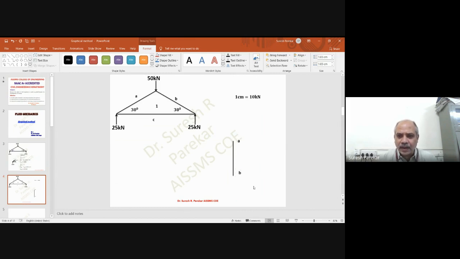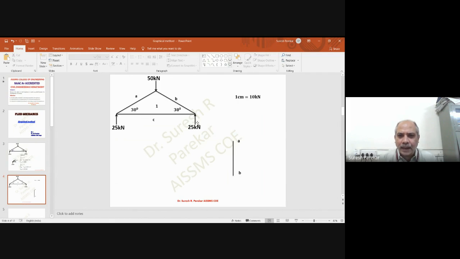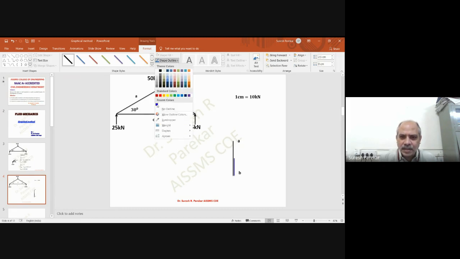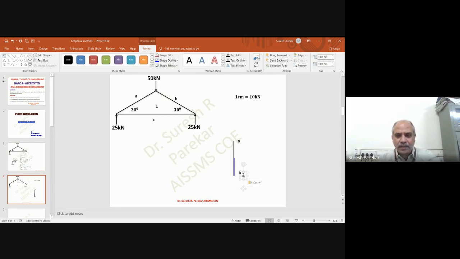So now I will plot BC upward, and that will be 2.5. So I will make it as 2.5 centimeters, and that is B to C. So now I will change the color of it. So let us, we have this color. Now we have this point, the C point. So I will have this point as C.